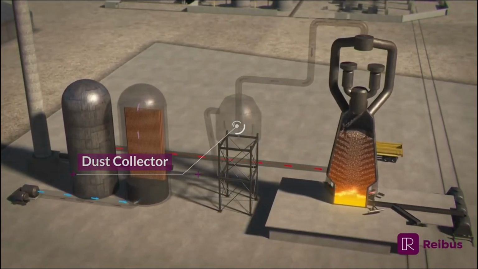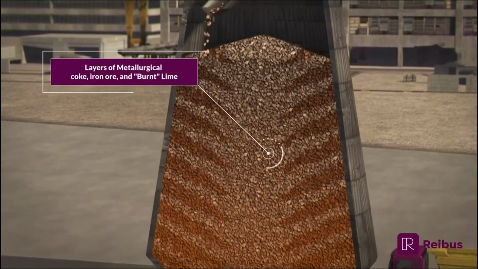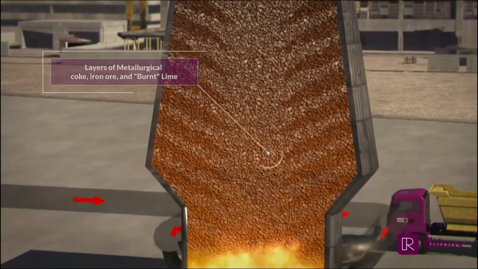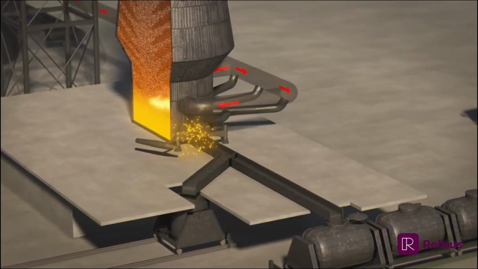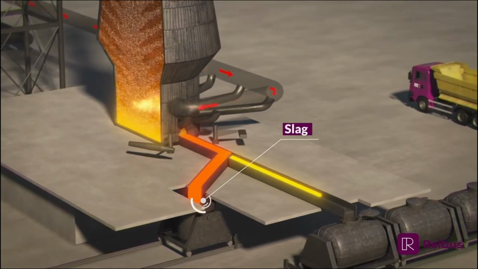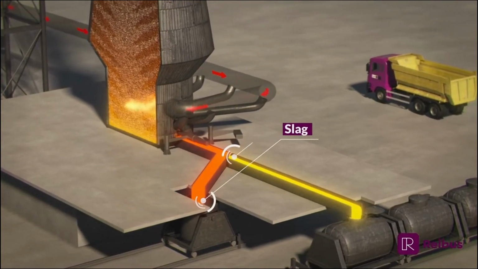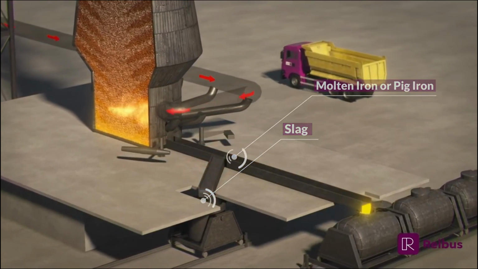As the ingredients travel through the furnace, chemical reactions take place, removing the oxygen and leaving melted elemental iron and slag. Periodically, the bottom of the furnace is opened to allow molten iron to flow to a torpedo car or ladle for transportation to steel-making facilities. At the same time, slag formed on top of the molten iron is directed to a slag pot.